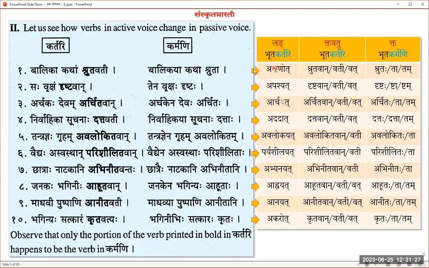So now, what I have on the right is something extending from this. Lang bhuta kartari: Ashrunot. Ktavatu bhuta kartari: Shrutavan, shrutavati, shrutavat. Kta bhuta karmani: shrutaha, shruta, shrutam. This is a good exercise that I have done. You should do this kind of exercise whenever you see examples, to learn more, because the example is about the shru dhatu.